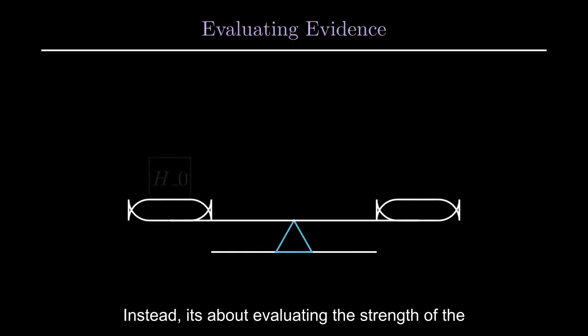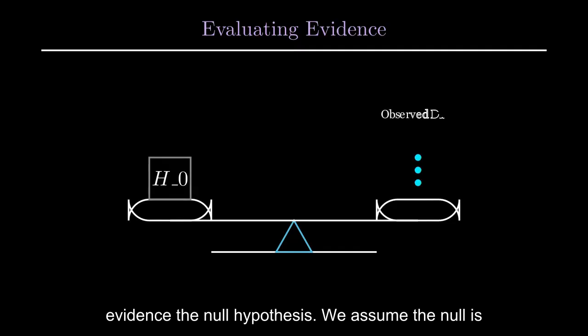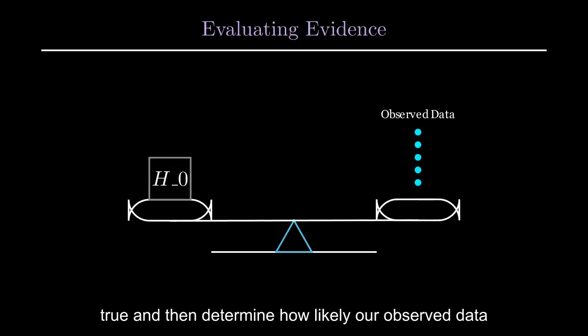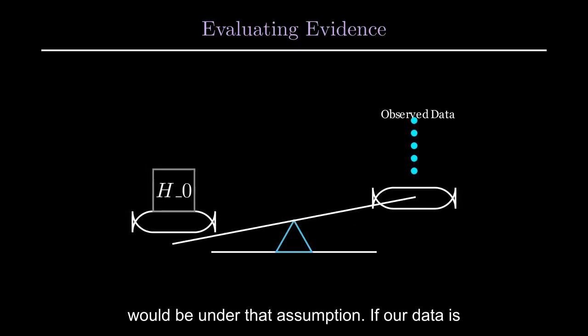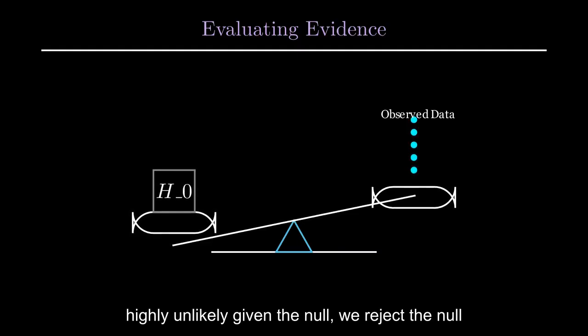The fundamental goal of hypothesis testing isn't to prove the alternative hypothesis directly. Instead, it's about evaluating the strength of the evidence against the null hypothesis. We assume the null is true, and then determine how likely our observed data would be under that assumption. If our data is highly unlikely given the null, we reject the null hypothesis.